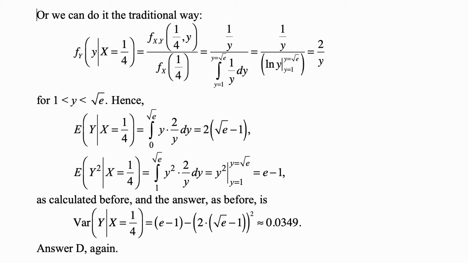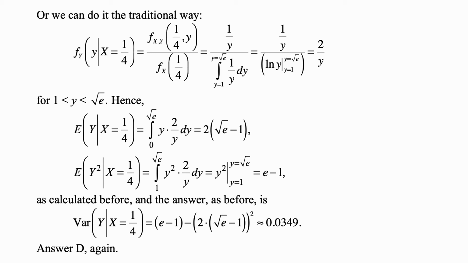Or, if you want to do it the traditional way, f sub y of y, given that x is equal to 1/4, is equal to f sub xy of 1/4, y over f sub x of 1/4. That's 1 over y over the integral from 1 to square root of e of 1 over y dy. So the top is 1 over y, and the bottom is natural logarithm of y evaluated from 1 to square root of e. And that's 1 over y over 1/2, so it's 2 over y for y between 1 and square root of e.